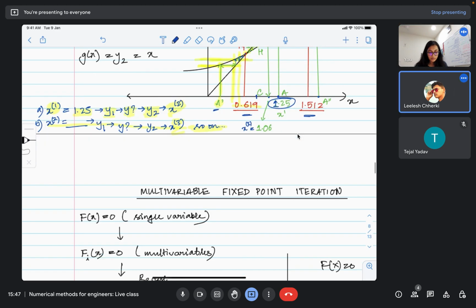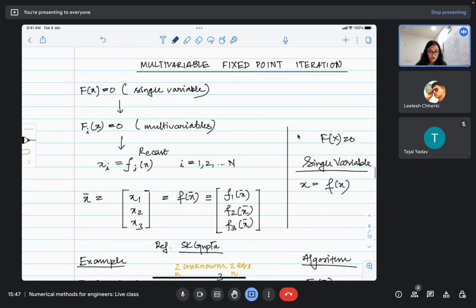So I'll move ahead to the multivariable fixed point iteration. What is happening in case of multivariable is that so far, the functions we have been seeing were in just one variable, right? The only variable we were talking about was x. Now obviously it may happen that the system you're trying to study does not depend only on x. It depends on x1, x2, x3 and a lot of other variables. In that case we are supposed to use multivariable functions.